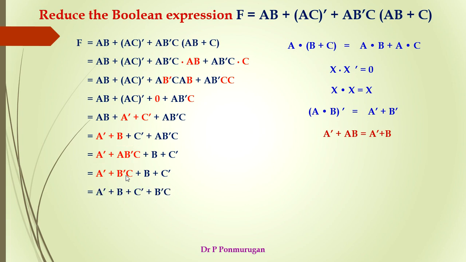Now we again realign the positions of the terms. So it will be like this, and after this we need to apply the redundant literal rule for these two terms. So it will be a bar plus b plus c bar plus b bar, right? After this, from these two terms, which is b plus b bar, by using x plus x bar equal to 1, we can make this expression a bar plus c bar plus 1, because b plus b bar will be 1. And again, since x plus 1 equal to 1, the entire expression becomes 1. So this expression is reduced to a value of 1.